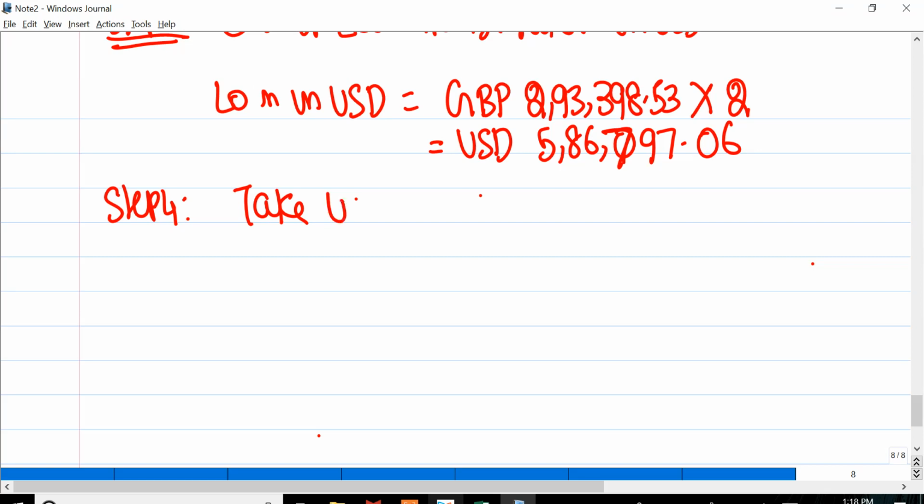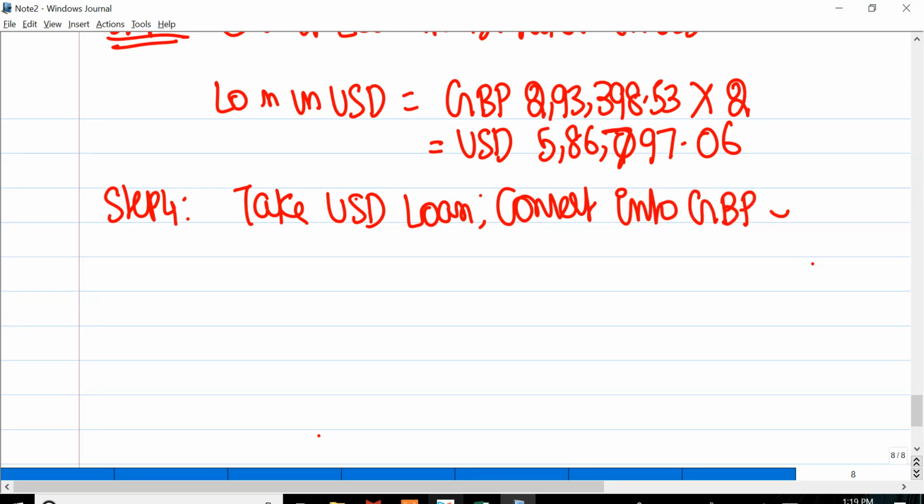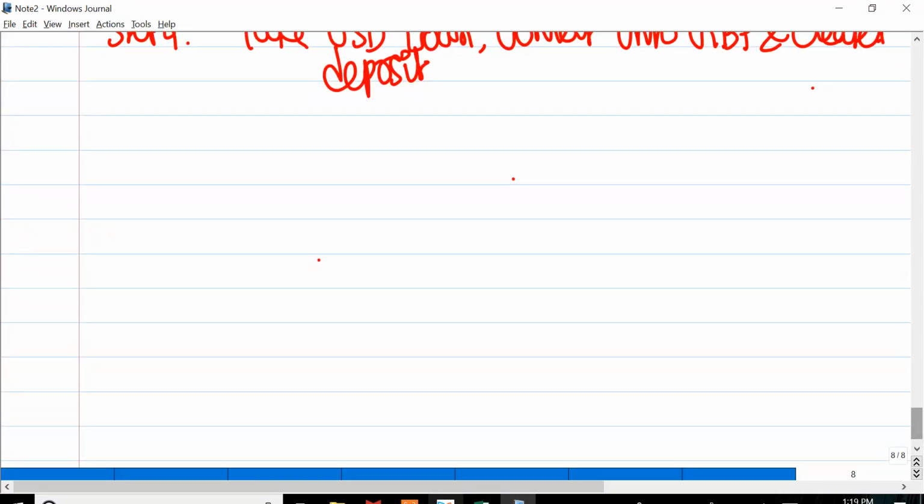Step 4. Take USD loan, convert into GBP and create deposit. I'll have to create a deposit. Step 5.